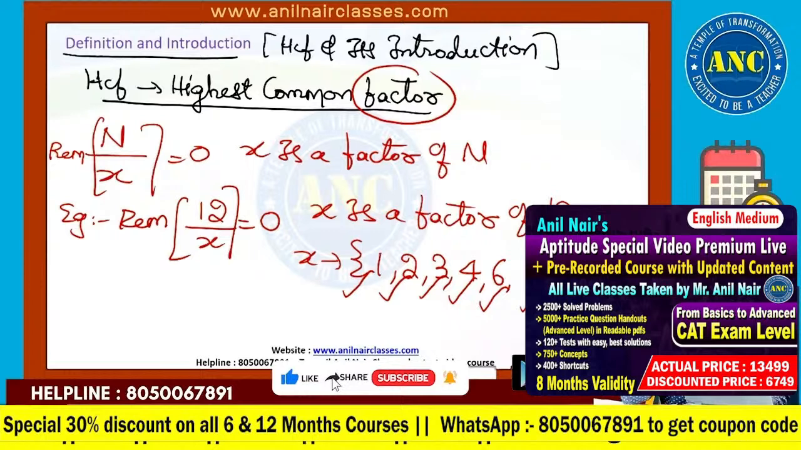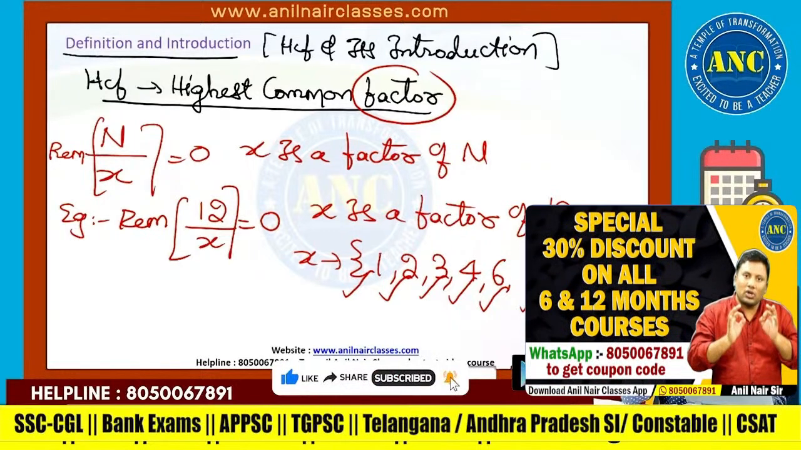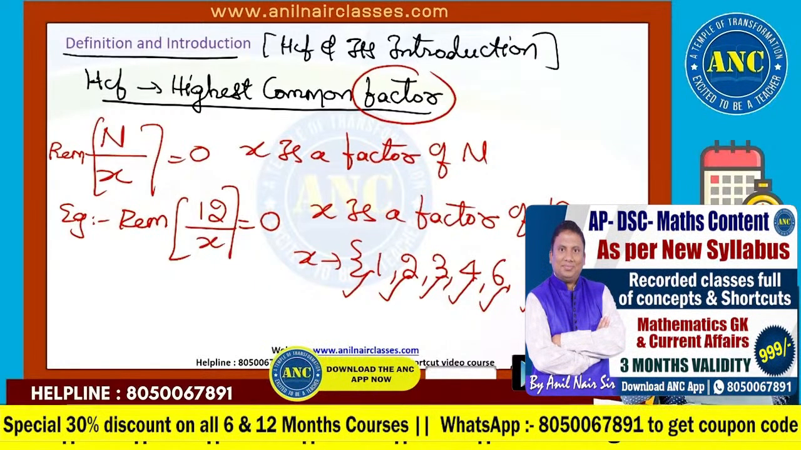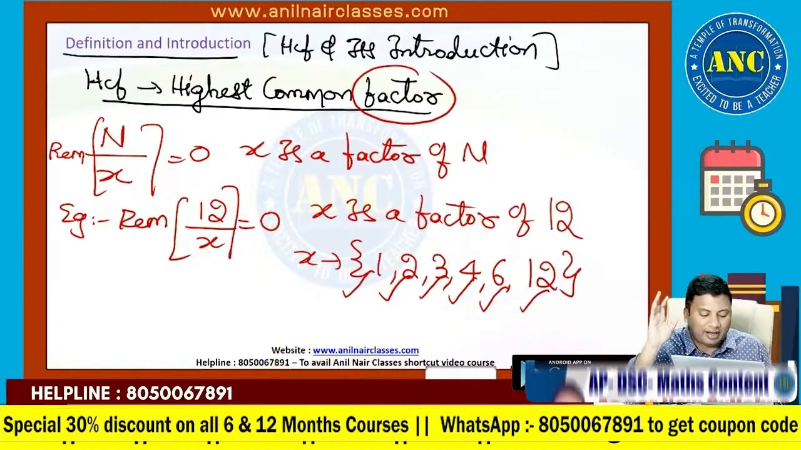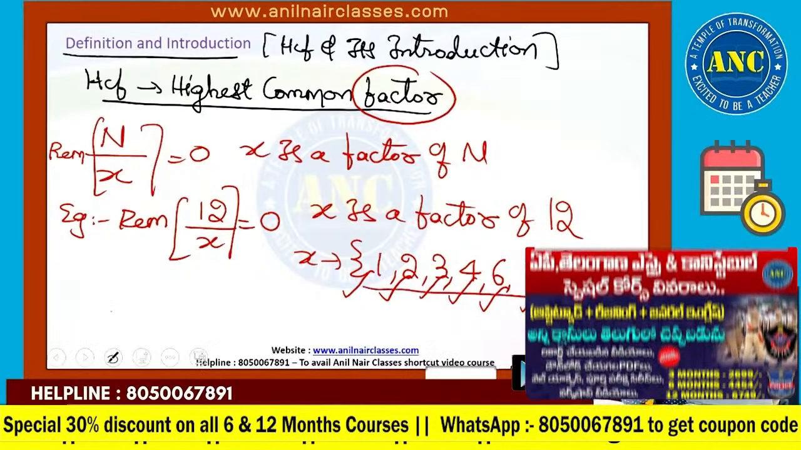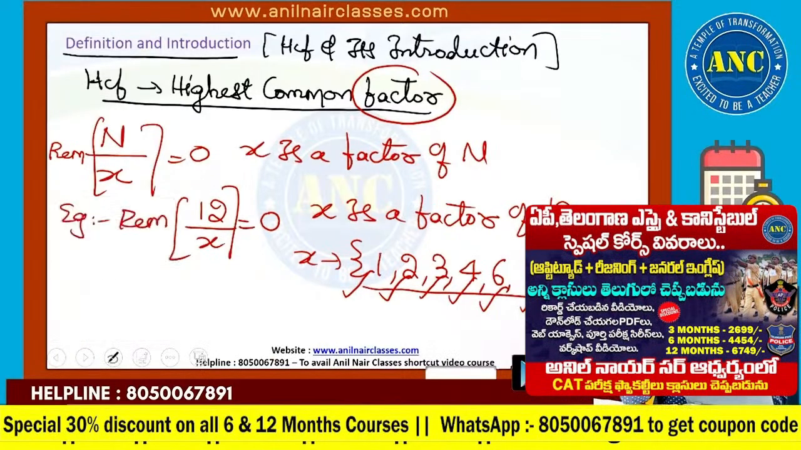When you divide a number by any other number and the remainder is 0, then that denominator is said to be a factor of the numerator. X is a factor of 12. And another point, sir, how did you get these 1, 2, 3, 4, 6, 12 directly?